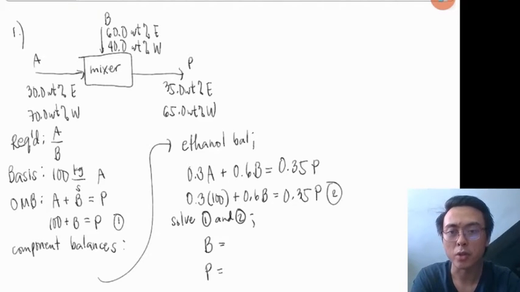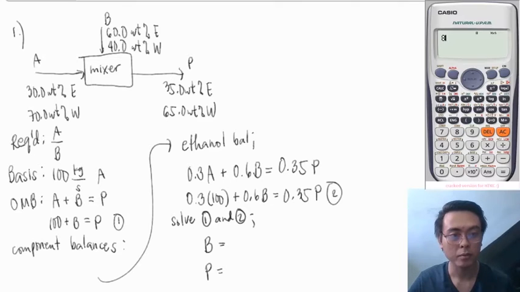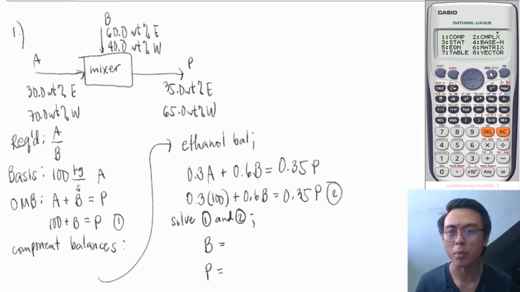You can substitute P is equal to 100 plus B into equation number 2 so that you can get the value of B. But you can also do this in your calculator straight. Okay, so let's use our calculators. Let's use this calculator in our screen. So if you want to solve for two equations, two unknowns, you simply go to mode 5, 1.